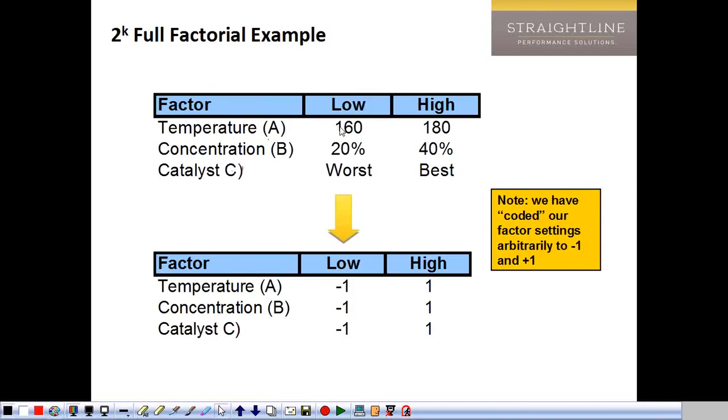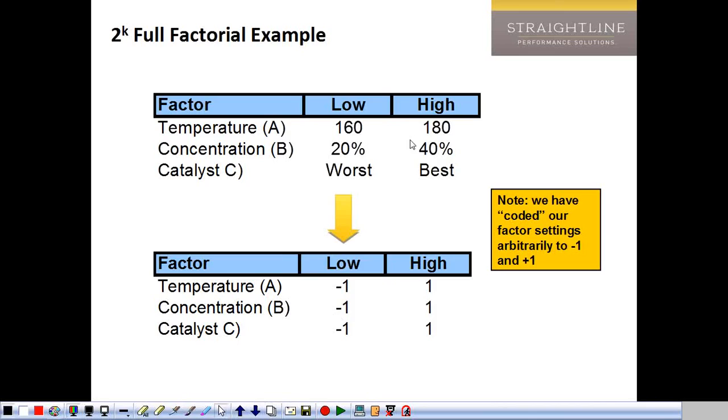So we took A, B, and C, went from low to high, and we used logic where we could. So, for example, it wouldn't make sense to use the 180 as the high temperature. We could do it and put that as low. We could, but it wouldn't make sense. That would confuse people. So instead, we're going to put the low here and the high here. Concentration like this, catalyst like this. And we're going to code them as -1s and +1s. Okay? Keep that in mind.